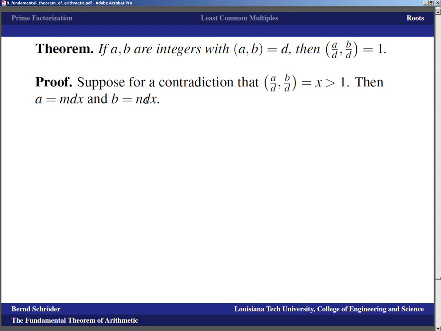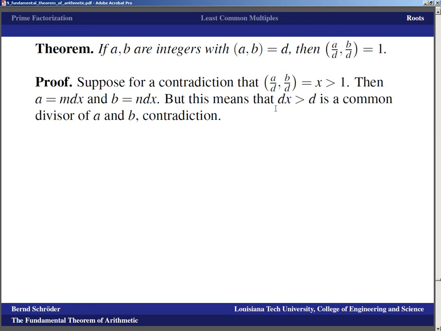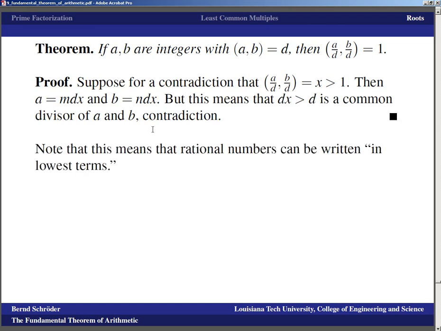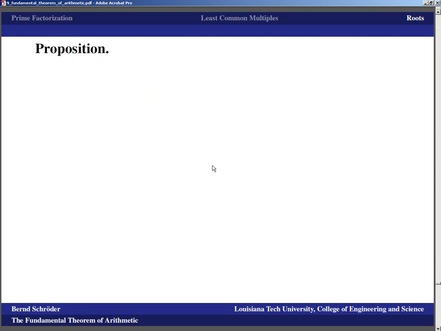Similarly, b is divisible by d, so b over d is some number, and that number is, of course, n times x, well, then I've got that. And, well, that means that dx, which is greater than d, is a common divisor of a and b, and that's a contradiction. Note that this result means that rational numbers can be written in lowest terms, which means now we could, for example, look back at the proof that there is no rational number r so that r squared is equal to 2, and now we can basically do the same proof that we have done in an earlier presentation already, but now everything is fully justified.